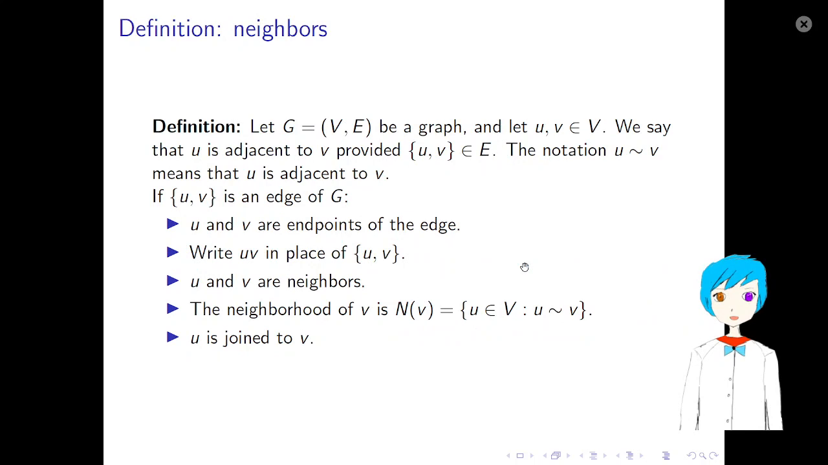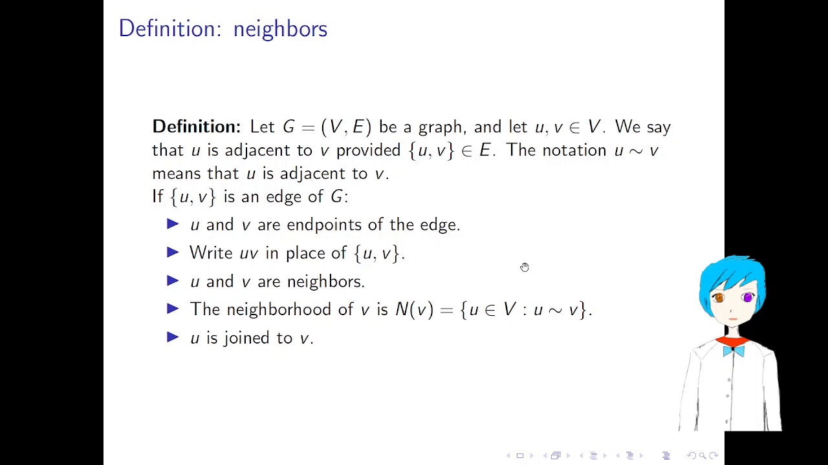So suppose we have the vertices and we have the edges, we can define neighbors. Suppose we have a graph and let u and v be two vertices in the vertex set. We say that u is adjacent to v, provided that the two-element set {u, v} is in E. The notation u ~ v means that u is adjacent to v. If uv is an edge of G, then u and v are endpoints of the edge. We just write uv in place of the set {u, v}. We also call u and v neighbors.